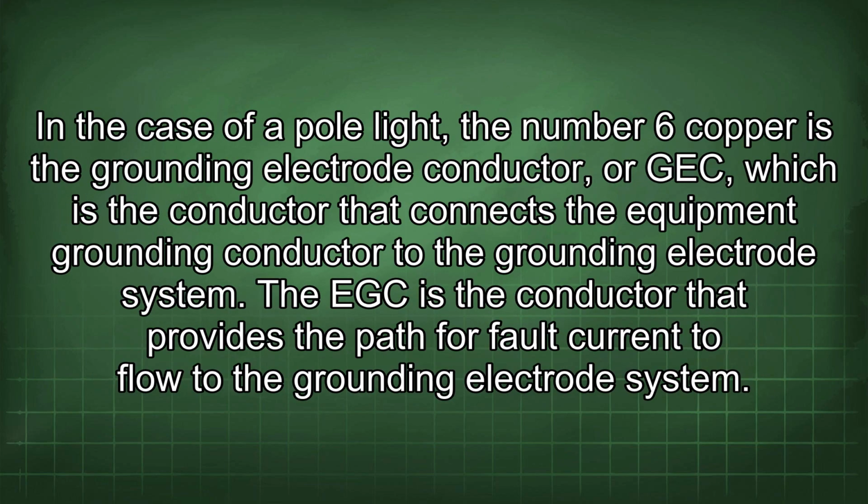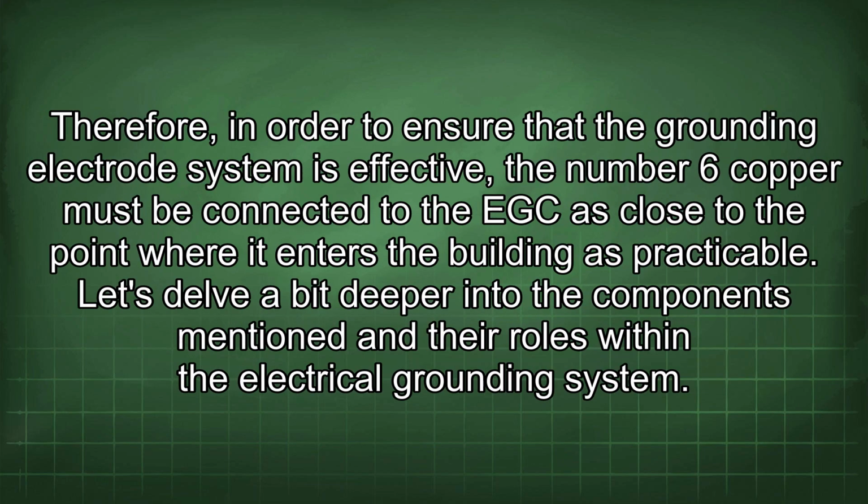In the case of a pole light, the number 6 copper is the grounding electrode conductor, or GEC, which is the conductor that connects the equipment grounding conductor to the grounding electrode system. The EGC is the conductor that provides the path for fault current to flow to the grounding electrode system. Therefore, in order to ensure that the grounding electrode system is effective, the number 6 copper must be connected to the EGC as close to the point where it enters the building as practicable.